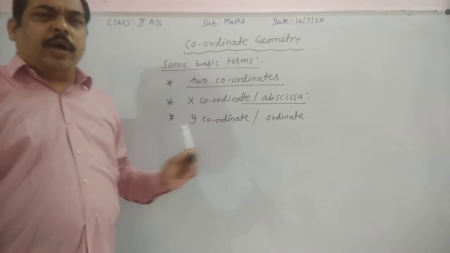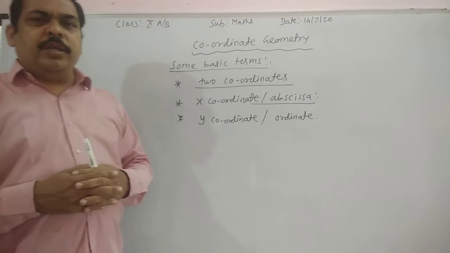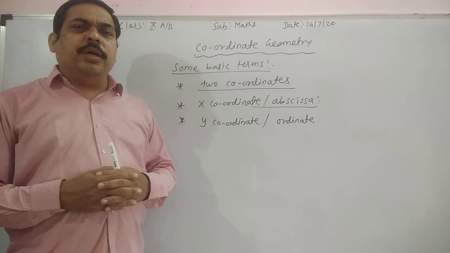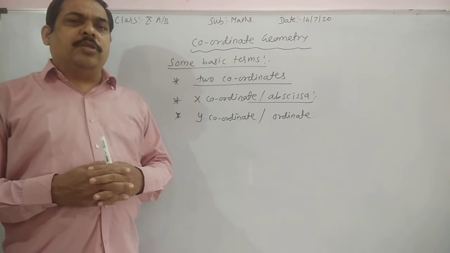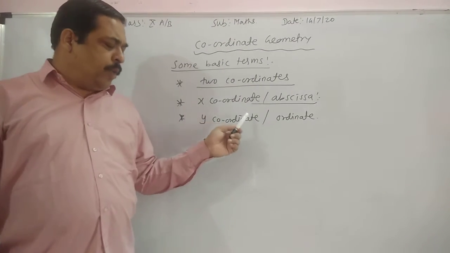Then what is meant by y coordinate? Y coordinate is the distance of the point from the x axis. That is called as the y coordinate of that point.